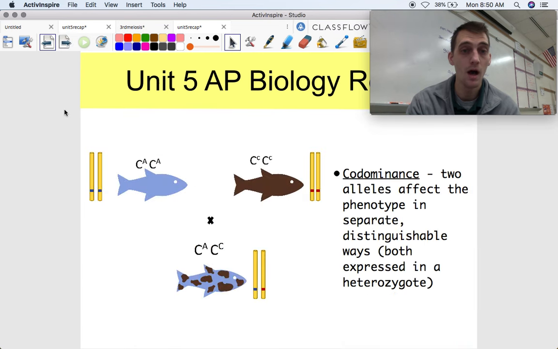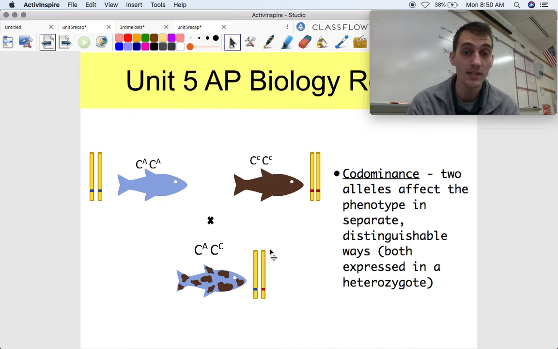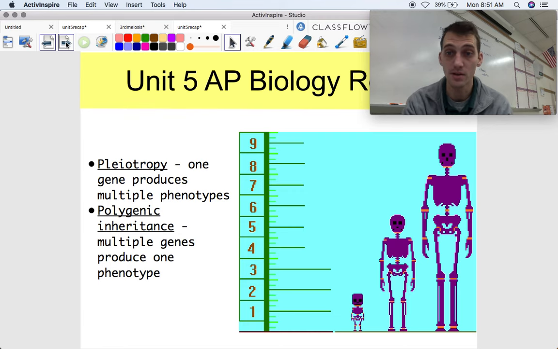Incomplete dominance is also coupled with codominance, where two alleles affect the phenotype in separate distinguishable ways. Instead of having one dominant and one recessive allele for a trait, you have two dominant alleles. Okay, so check it out. If I'm crossing these two fish, a blue fish and a brown fish, and you cross them, both of these genes are dominant, so therefore the offspring are both blue and white at the same time. And they are both expressed in the heterozygote. Instead of a mix of them, like with incomplete dominance, both are dominant, and that's what we call codominance. Both of those traits are expressed.